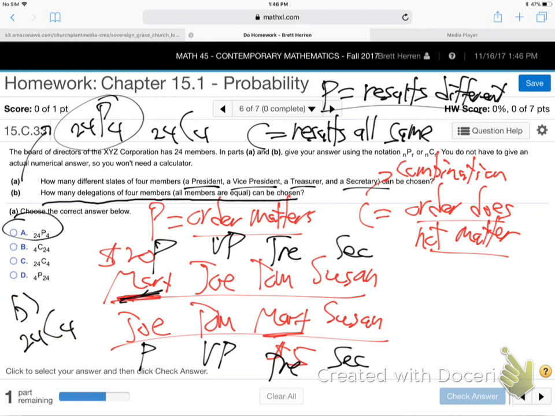So part B is going to be 24C4, because the order doesn't matter, right? Combination pizza. We don't give the order. You don't care what order when the results are all equal. Is that good? Does that make sense? That's how you figure out the number of different ways to do that.